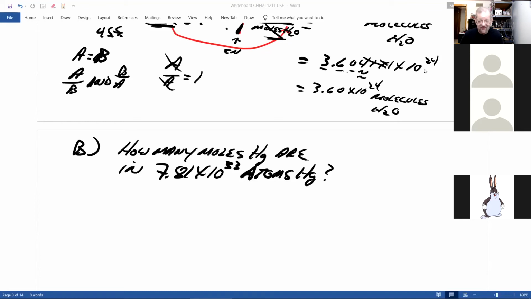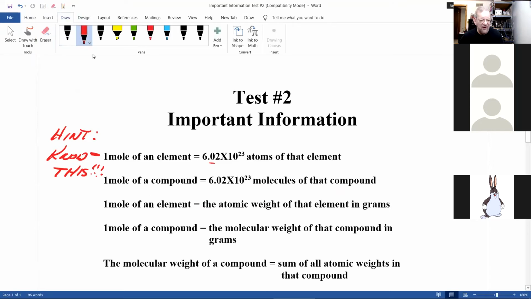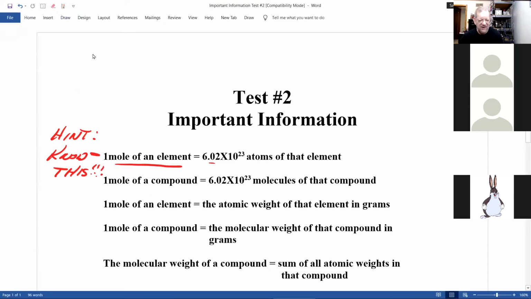One thing I should have done to help you out, let me clean this up a little. And to help you out, 1 mole of an element equals Avogadro's number of atoms of that element. 1 mole of an element, Avogadro's number is 6.02 times 10 to the 23rd.